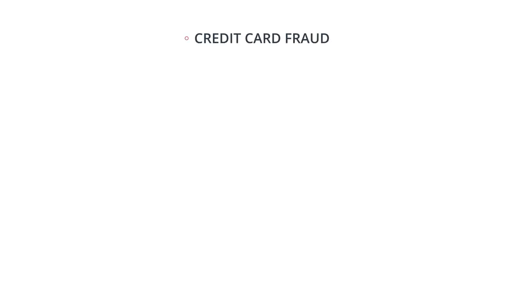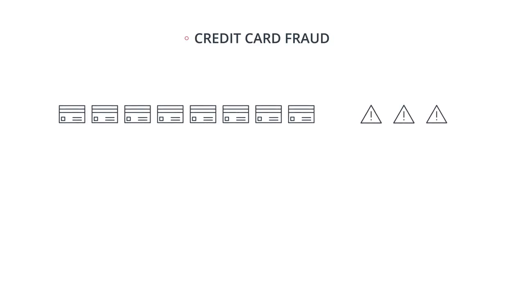Now, accuracy may not always be the best metric to use. Let's look at this example. It consists of detecting credit card fraud. So we have a bunch of data in the form of credit card transactions, and some of them are good, like the ones on the left, and some of them are fraudulent, like the ones on the right. So let's look at numbers.